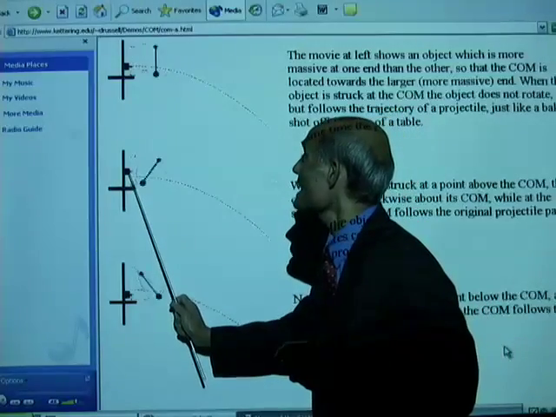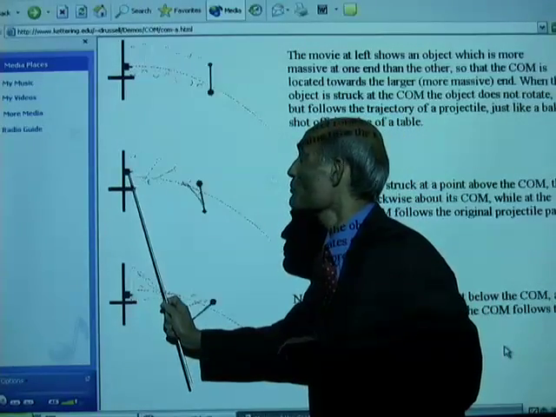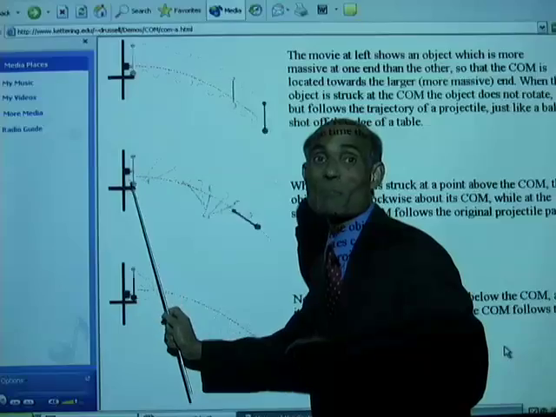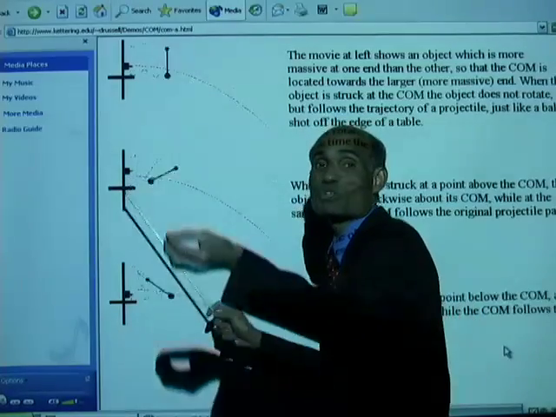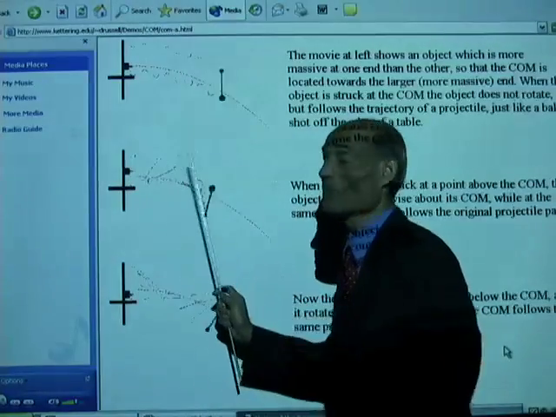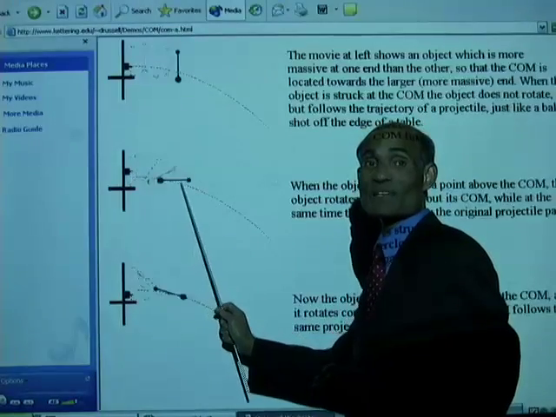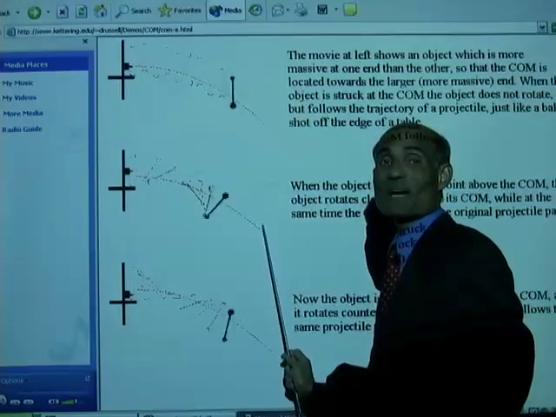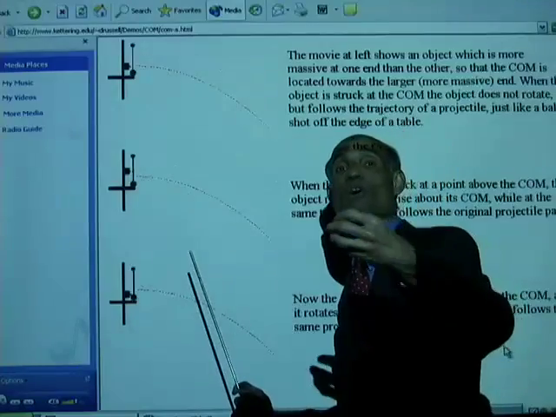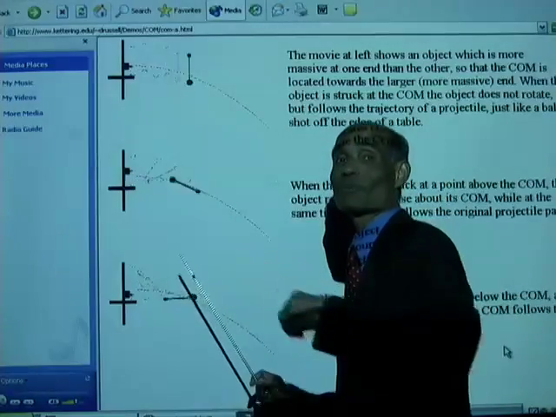And in the second diagram, the projection is done above the center of mass, and you can see how it tumbles. But look at the path taken by the center of mass. The center of mass falls as though it is a point particle.